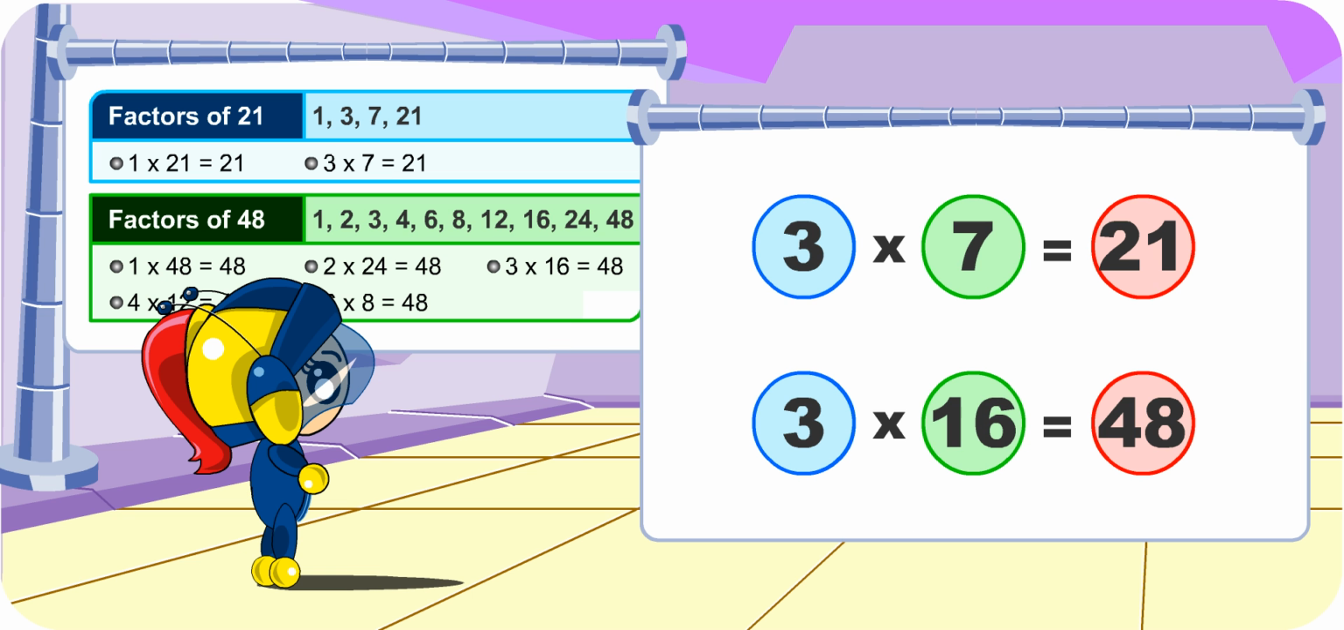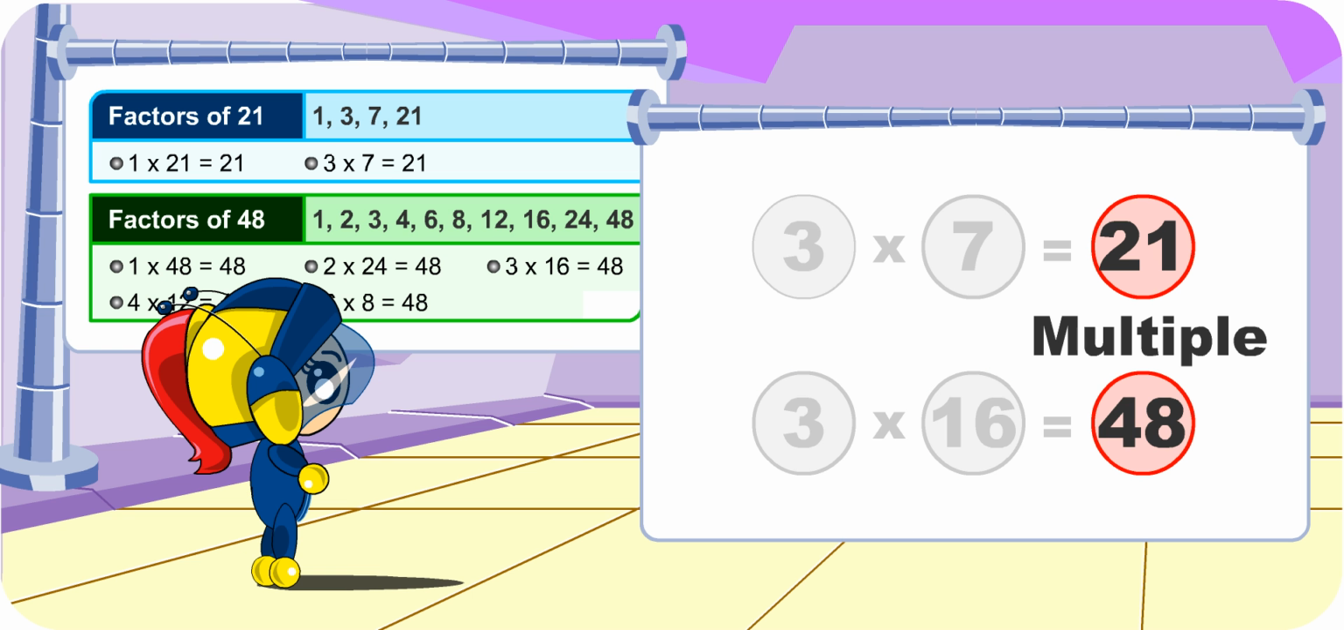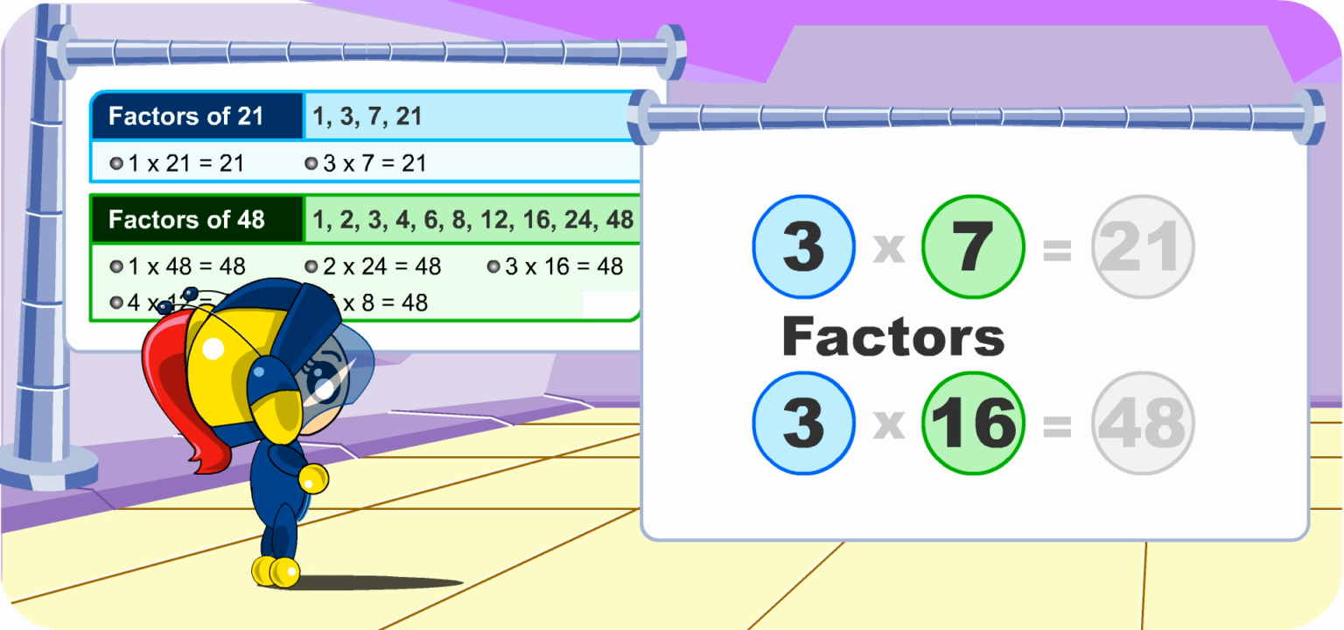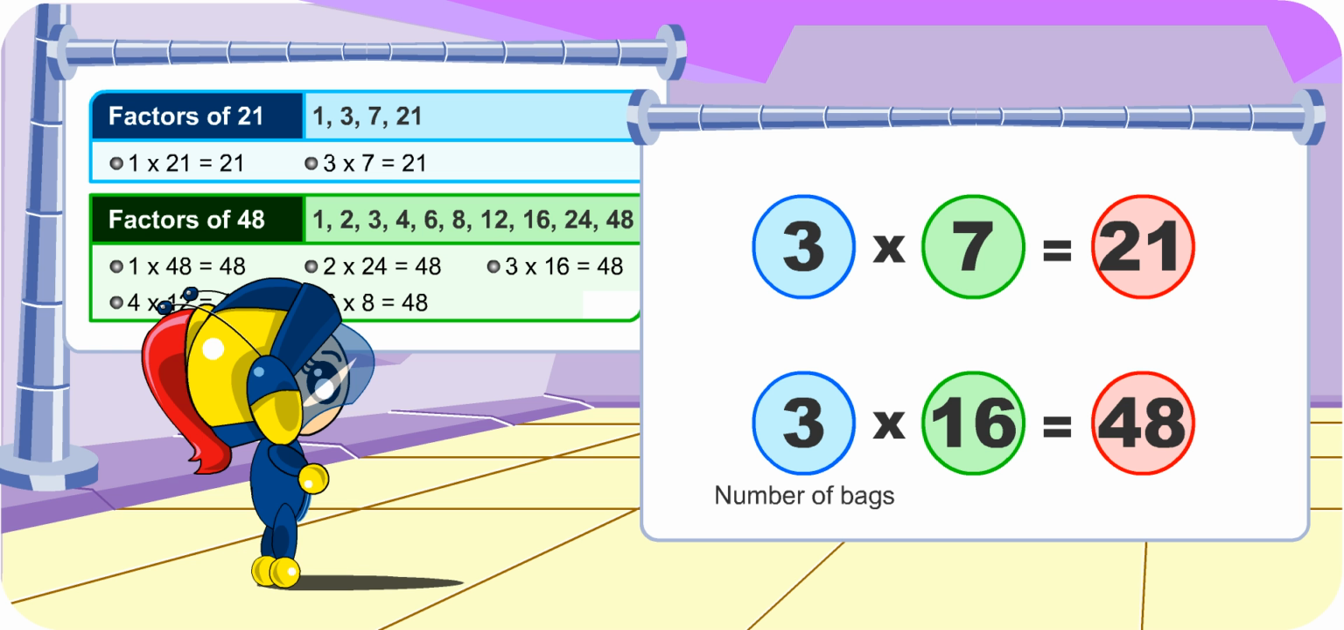In this problem, the number of each type of cookies is the multiple, while the number of bags and the number of each type of cookies to go into each bag are the factors. The common factor 3 represents the number of bags. Since 3 times 7 equals 21, the number of butter cookies in each bag should be 7. And 3 times 16 equals 48, so the number of chocolate cookies in each bag should be 16.